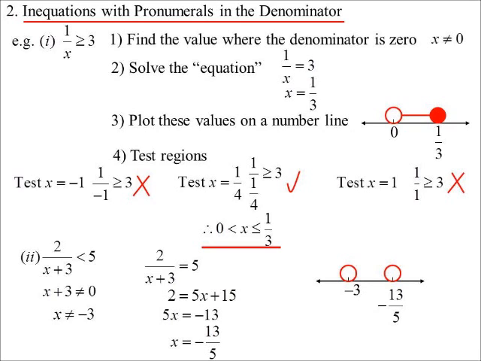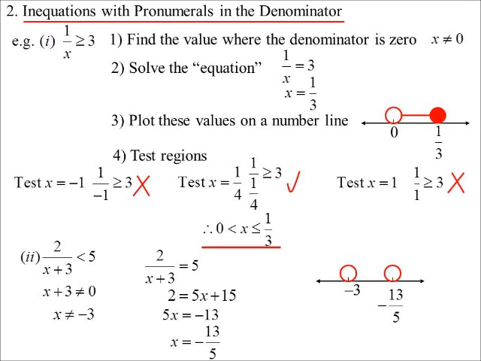Let's pick some points. Let's start on the right-hand side. 0, does that work? 2/3 is less than 5. Yes, it is. There's a few people go, no, actually it is. So, yes, we would be on the right-hand side.